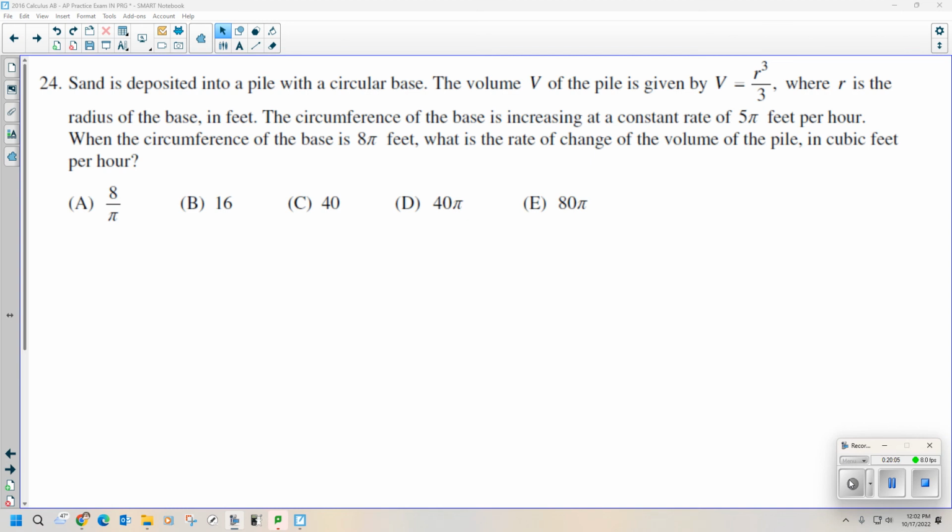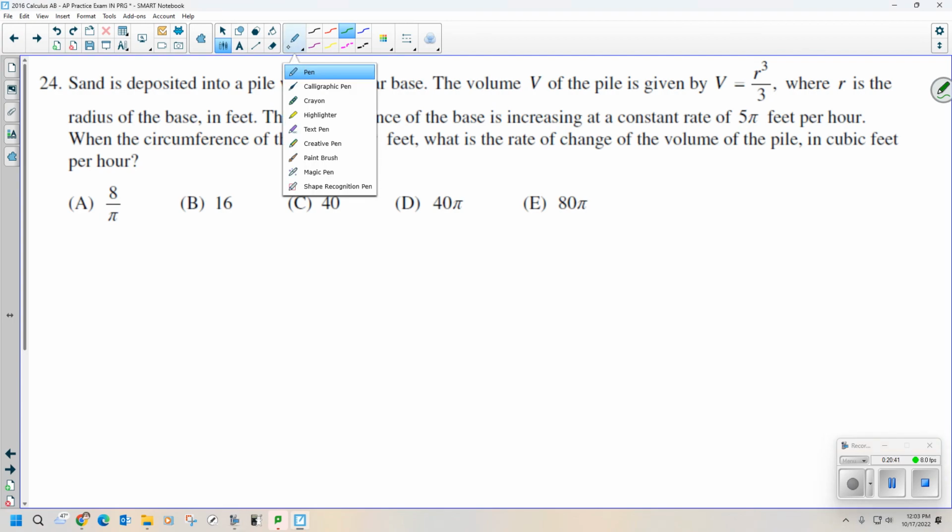My goodness, a related rates problem. Related rates is a lot like implicit differentiation. For implicit differentiation, anytime I took the derivative of the y, I would have to write dy/dx right next to it. For related rates, anytime I take the derivative of a variable, maybe radius, volume, whatever, I need to write dr/dt next to it, or dV/dt. All right, let's break down what this is asking us and what they gave us.